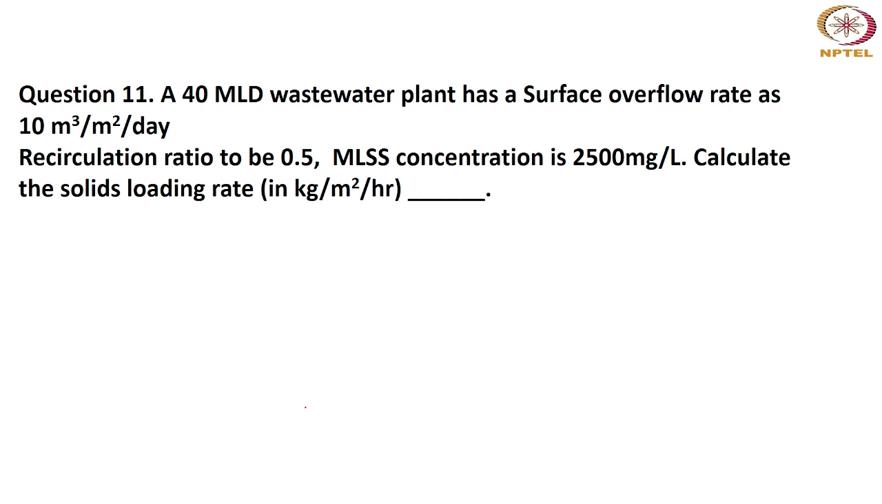A 40 MLD wastewater plant has a surface overflow rate of 10 meter cube per meter square per day. Recirculation ratio is given as 0.5. MLSS concentration is 2500 mg per liter. You need to calculate the solids loading rate in kg per meter square per hour. Please calculate it quickly and write your answer.